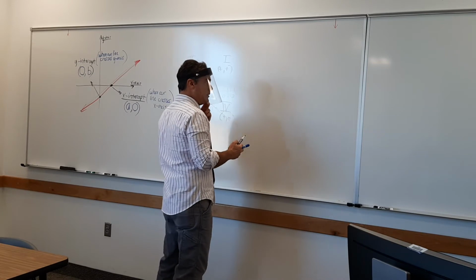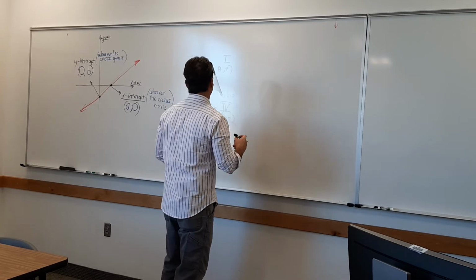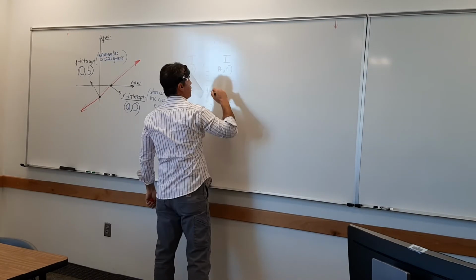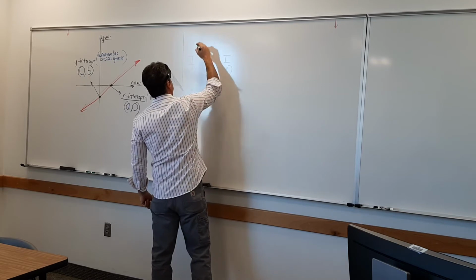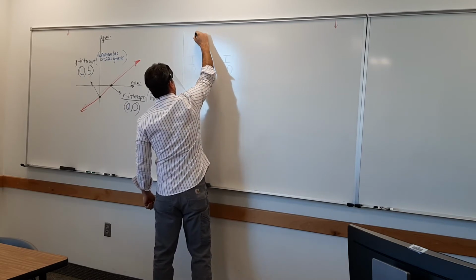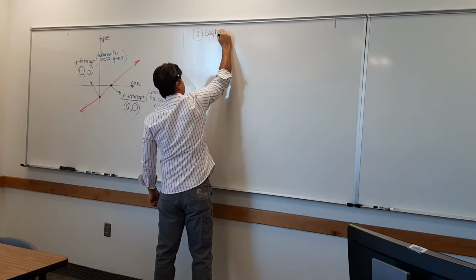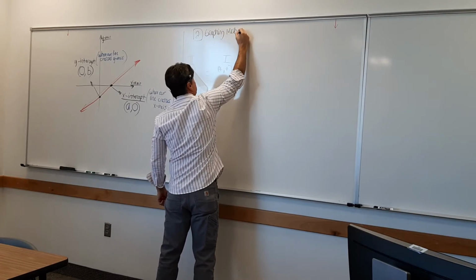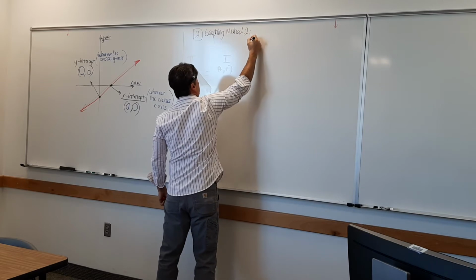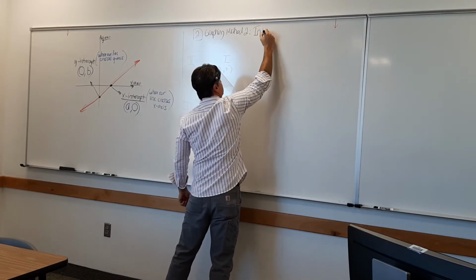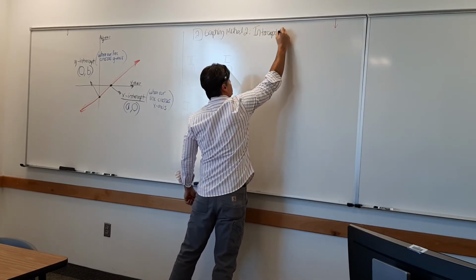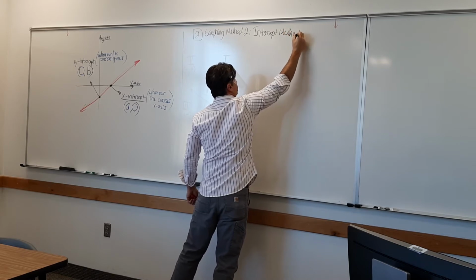The next thing I want to do is jump to our graphing page. We talked about how there are 3 methods of graphing. So graphing method 2 is called the intercept method. And you can write while I'm writing.